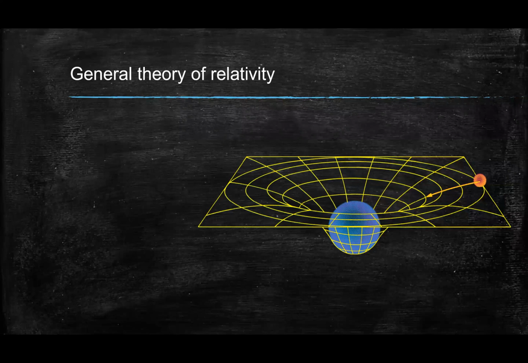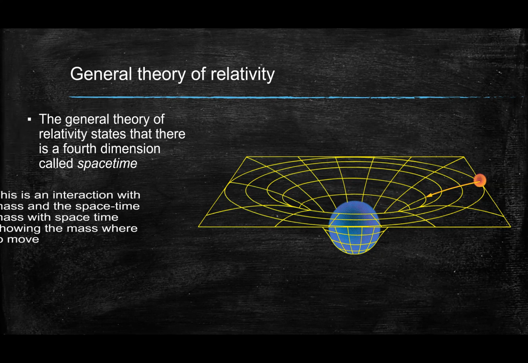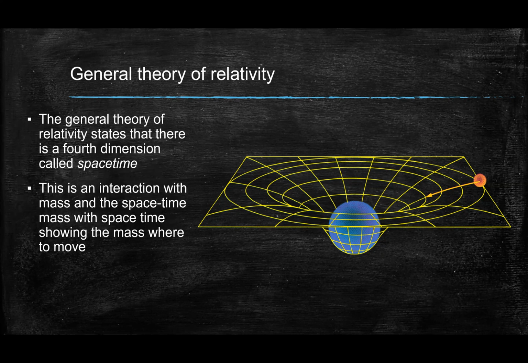Another theory that uses some of our understanding of the characteristics of light is the general theory of relativity. So we have the special theory of relativity and we have the general theory of relativity. The general theory of relativity states that there is a fourth dimension, and it's called space-time. And this is an interaction of mass with space-time, showing the mass where to move in this space-time continuum.